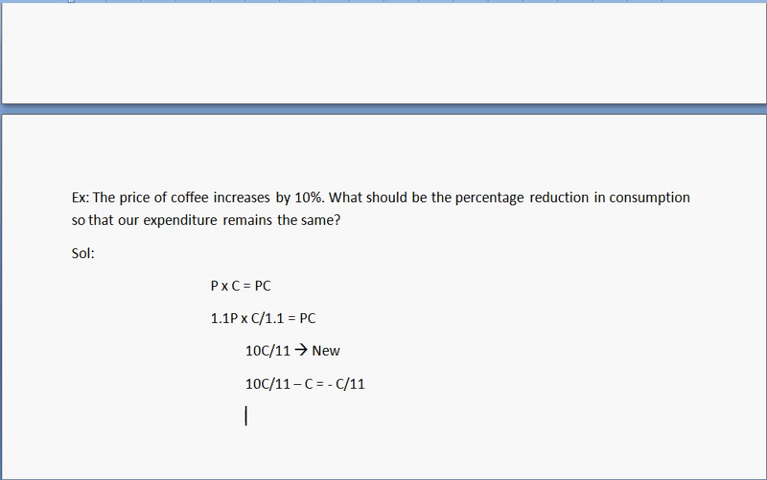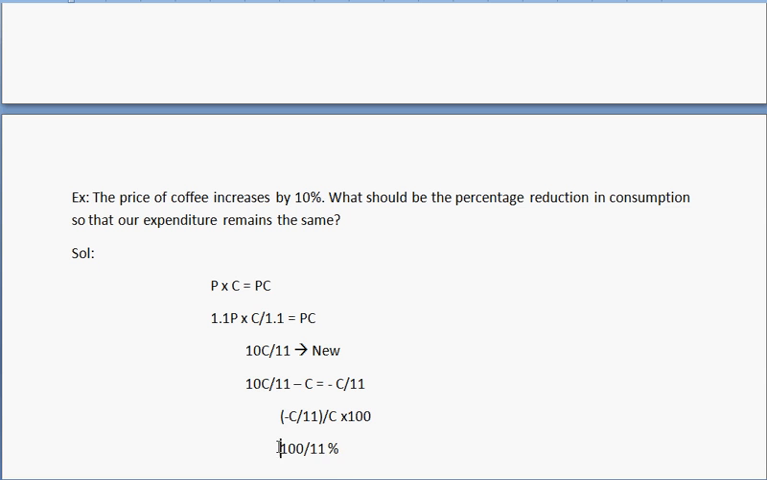What is the percentage change? It is the change, minus C by 11, right? So just put it in brackets to make things simpler, divided by old consumption, which is C, and this whole multiplied by 100. So minus means reduction, so we say 100 by 11 percent decrease, right?